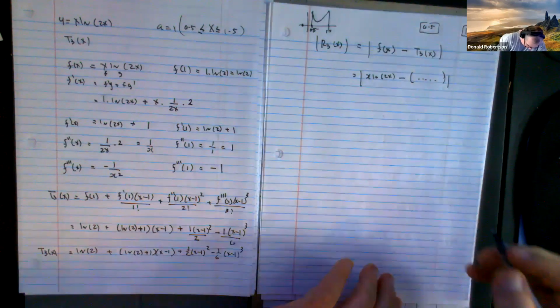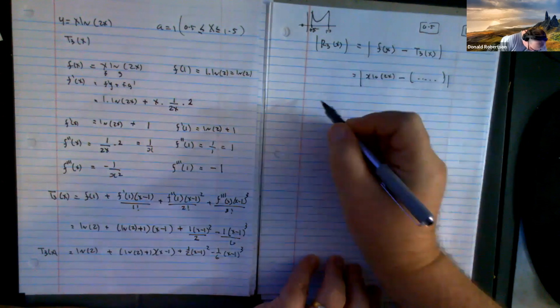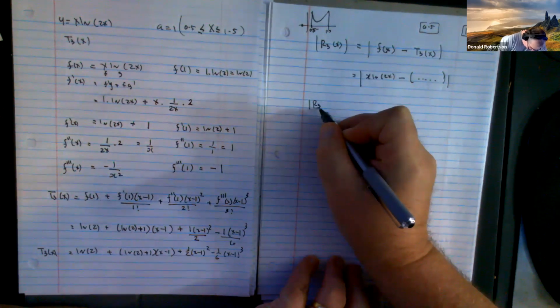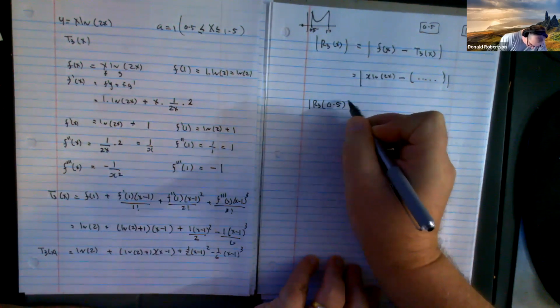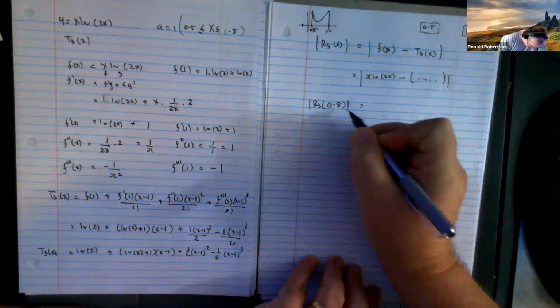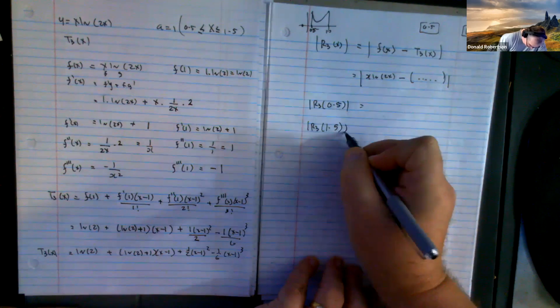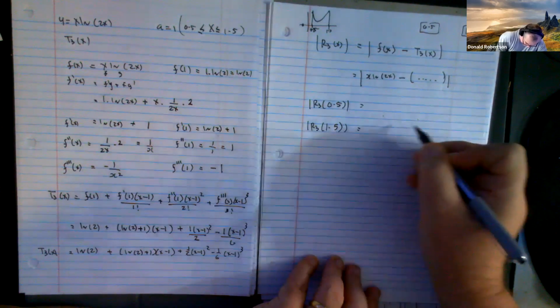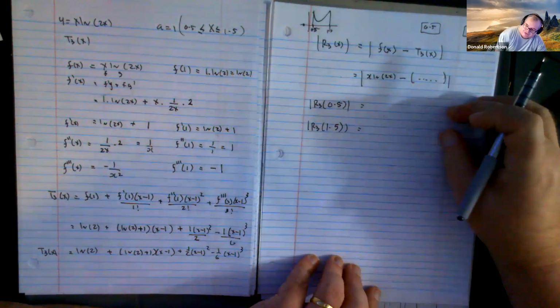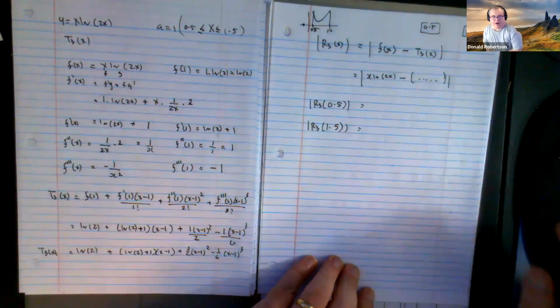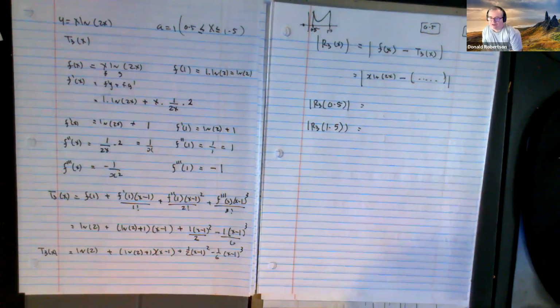So you can plug that into your calculator, or you could just simply find the value of this ugly mess at 0.5 and the value of this ugly mess at 1.5. And whichever of those two is the biggest, we would say that is the maximum error you could get.